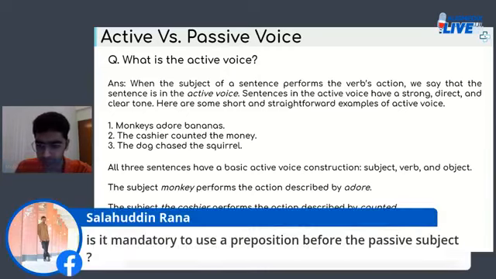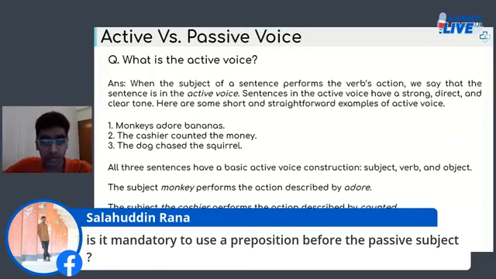I think there's another question here from Salahuddin asking, is it mandatory to use a preposition before the passive subject? No, of course not. As in, in what way? You mean to say, for example, if you're asking if we should keep by or not, yes, we should keep by, definitely. Such as, for example, the squirrel was chased by the dog.